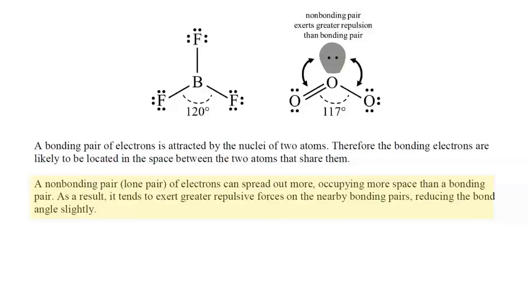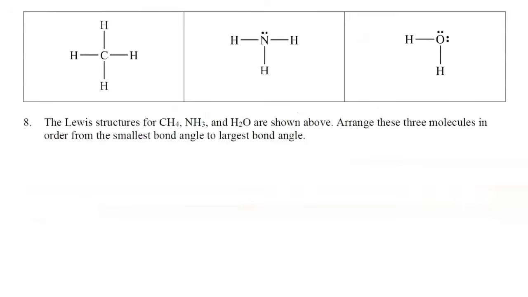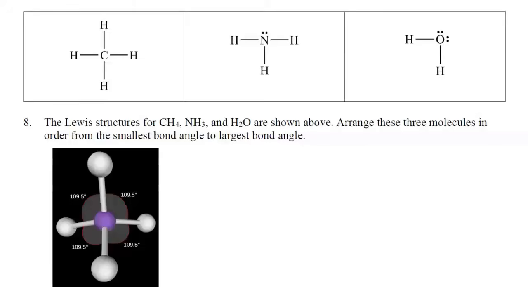So now we come to question 8 of the packet. The Lewis structures for CH4, NH3, and H2O are shown above. Arrange these three molecules in order from the smallest bond angle to the largest bond angle. So I'm going to start with CH4 because we already know from VSEPR theory that it has tetrahedral geometry and that the bond angle is 109.5 degrees.